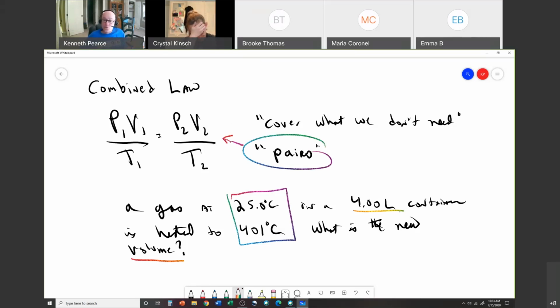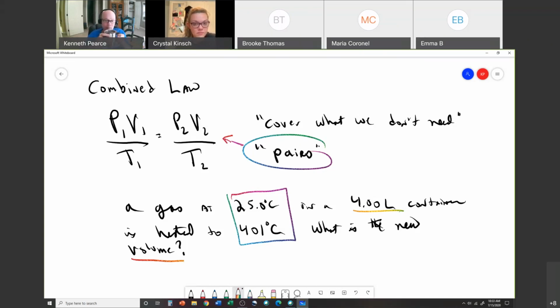Okay, you see pairs, this is what you need. This answers the question: what in the heck do I use, right? What do I use? Well, the answer is if you see pairs, you need the combined gas law. You don't have to ask yourself questions like, do I need Charles' law? Do I need Gay-Lussac? Do I need Henry's? No, you just need the combined gas law.